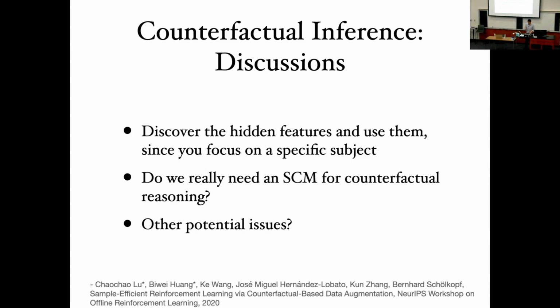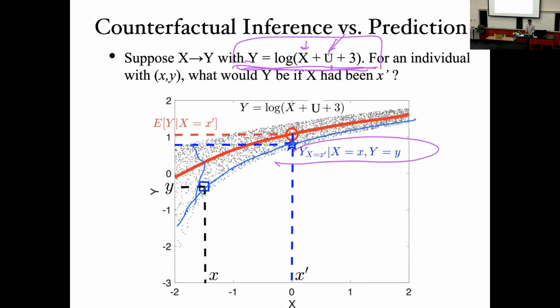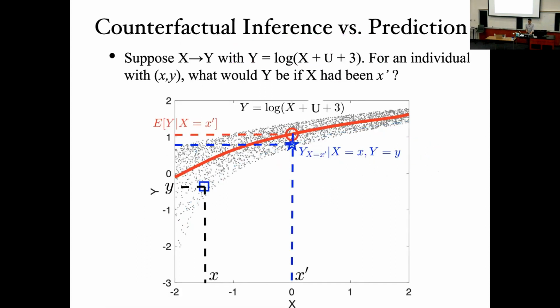For instance, let me give one example. Here, we have X causing Y. Suppose here, of course, X may have other causes, say W. Here, you want to do intervention on X. You want to set X to X prime, right? In this framework, you don't care about anything else. You just do it.